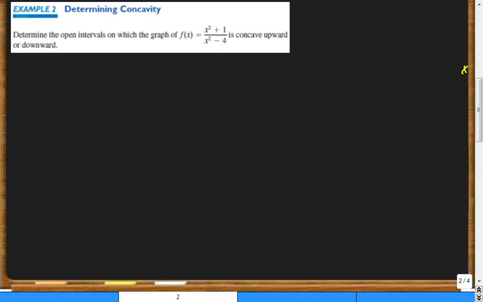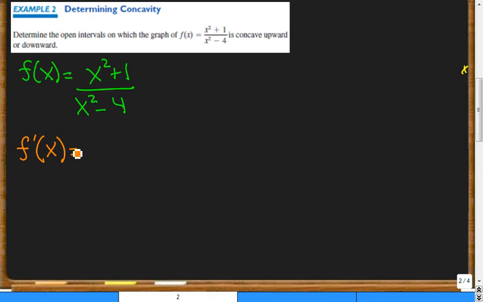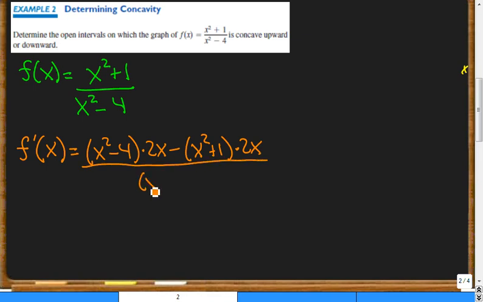Okay, so we are going to look at finding the concavity for this function here, which is f of x equals x squared plus 1 over x squared minus 4. So we need to first find the first derivative, and we're going to do that by using the quotient rule. So we're going to get low d-high, which is x squared minus 4 times 2x, minus high d-low, which is x squared plus 1 times 2x, all over x squared minus 4 squared.